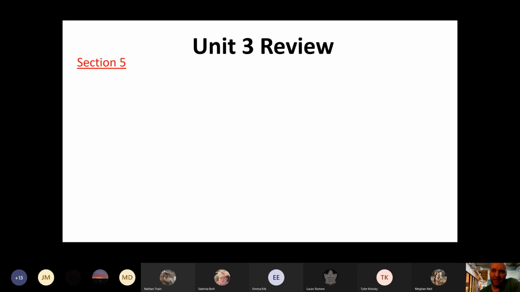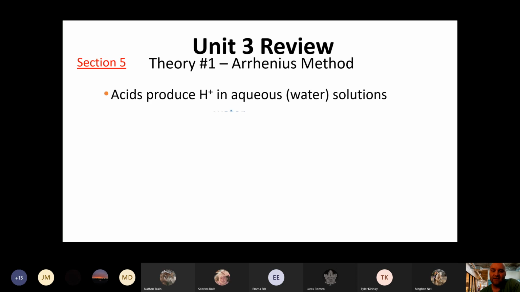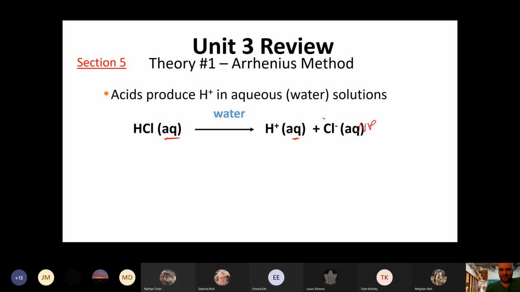Okay, section 5 was where we got introduced to a couple of theories of acids and bases. The first one was our Arrhenius method, and we learned that acids produce H+ when they are in water. So an example here would be you just want to break HCl up into its two ions. Notice it's aqueous here, that means it's aqueous here and aqueous there.